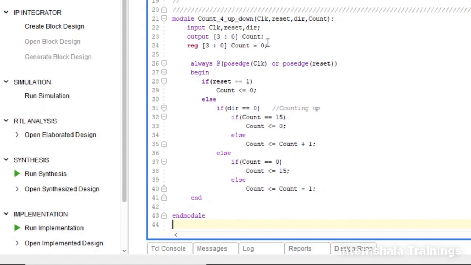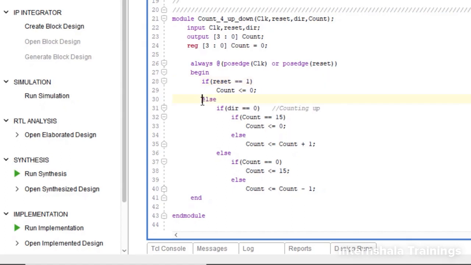Then we say always at the positive edge of the clock or the positive edge of the reset. There are two control signals, one is reset, one is clock. First priority, the highest priority is for the reset. We say if reset, in that case count is set to 0.